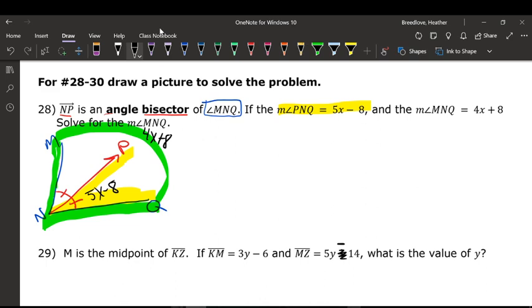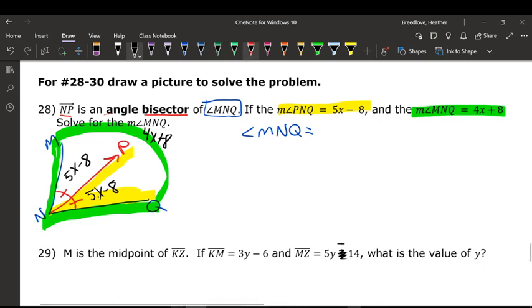Solve for M and Q. So I want to find out what the large angle is. So angle MNQ is what I'm looking for. So I need to set up an equation to solve. And I can see I have this one small piece and I have something for the whole thing. But I know the 2 small pieces are the same, so I can fill in the 5x minus 8 on the other side also because they're the same.